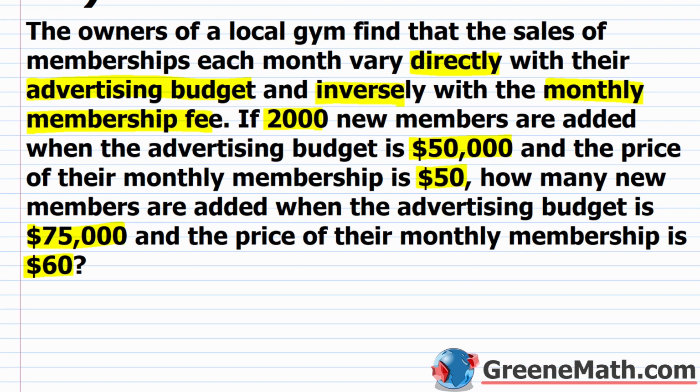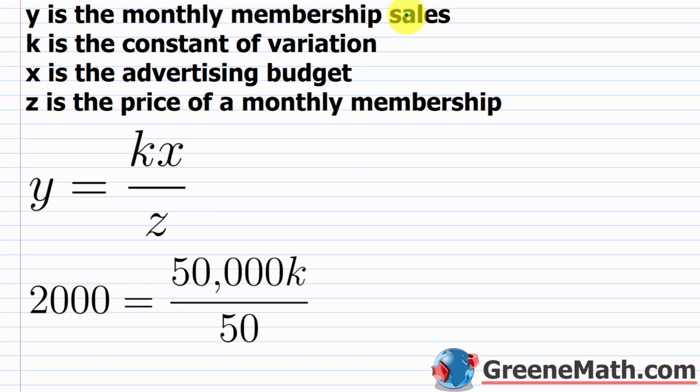And initially we're told you have 2,000 new members that are going to be added when the advertising budget is $50,000 and the price of their monthly membership is $50. So that means that the monthly membership sales, the Y, is 2,000. The X, the advertising budget, that's 50,000. So that's going in for your X. Again, I'm putting the K out there. And 50 is going in for Z, that's the price of the monthly membership.